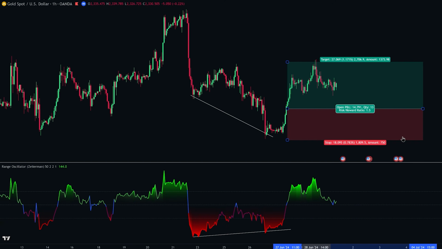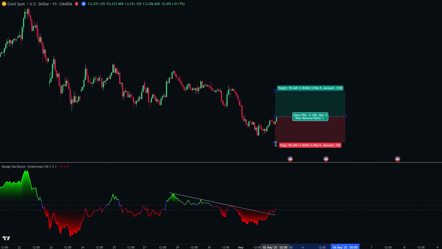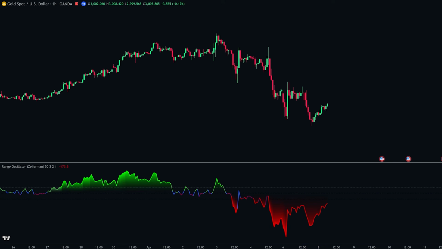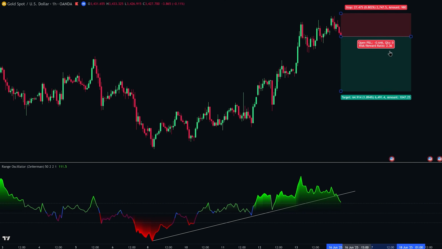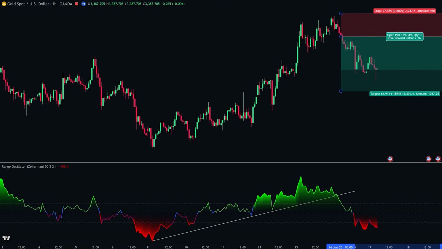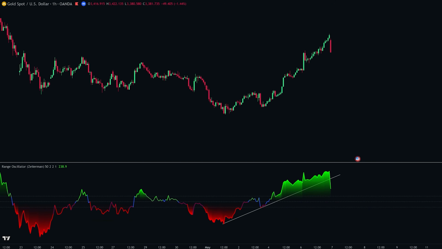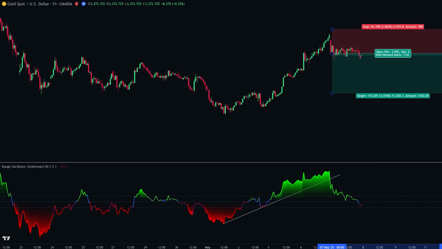The heat map coloring then takes it a step further, showing you not just where price is relative to equilibrium, but with what kind of momentum, whether it's a strong, decisive move or a weak, hesitant one. You can use it to confirm trend strength when it stays in the green or red zones, spot potential breakouts when it pushes beyond the plus or minus 100 extremes, find mean reversion opportunities as it crosses back toward the zero line, and even catch divergences for early reversal signals.